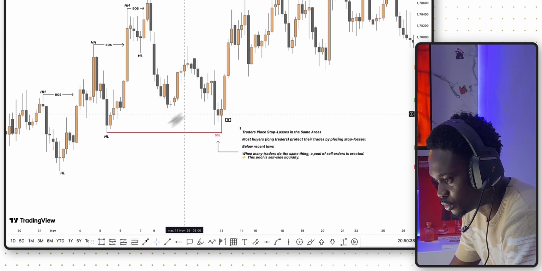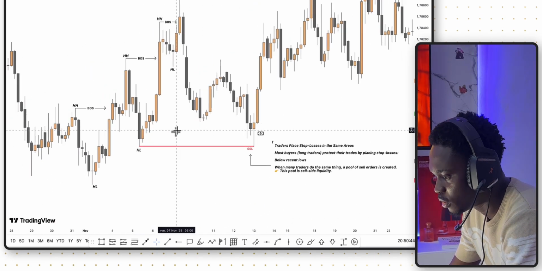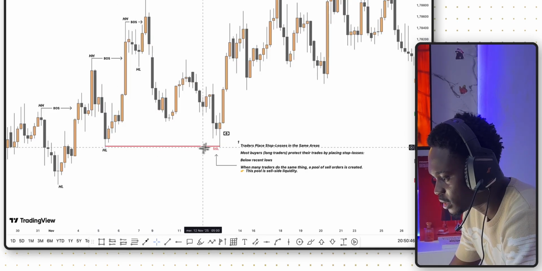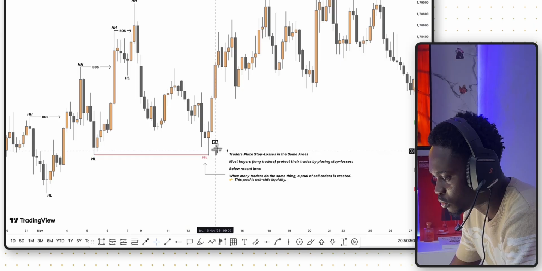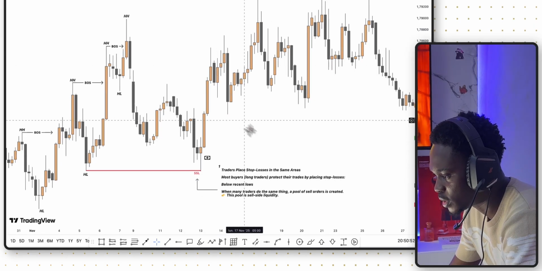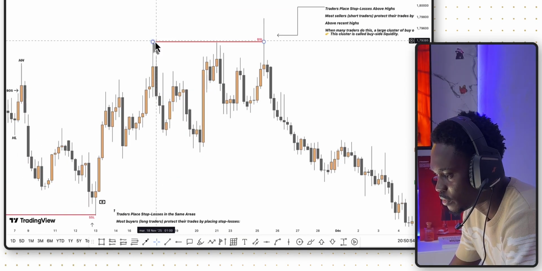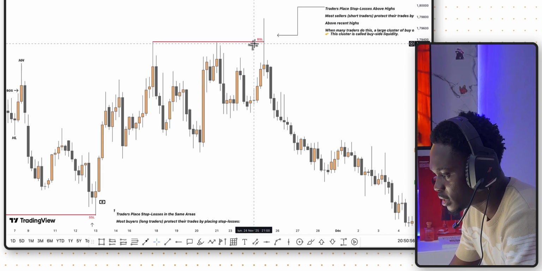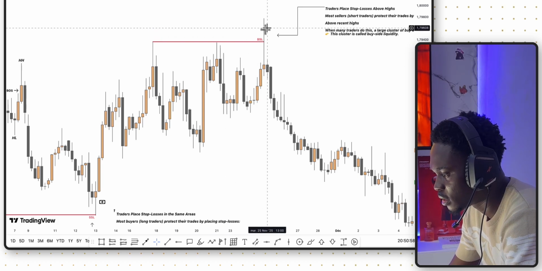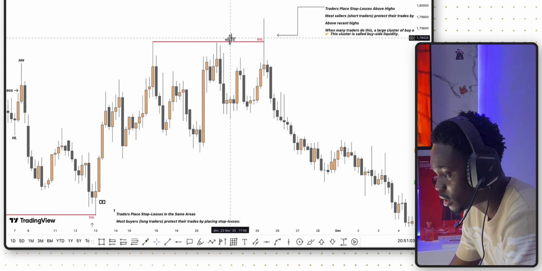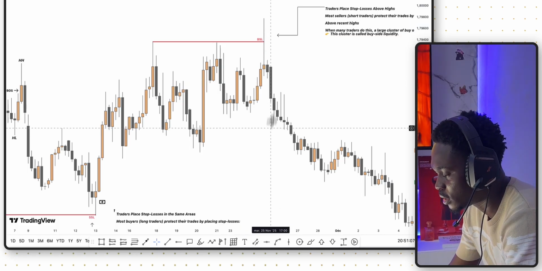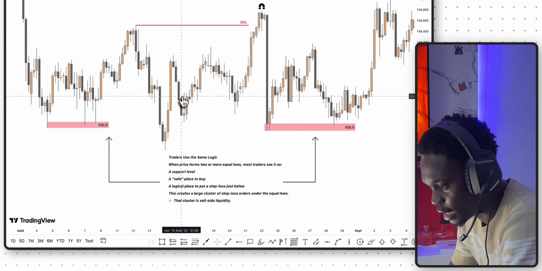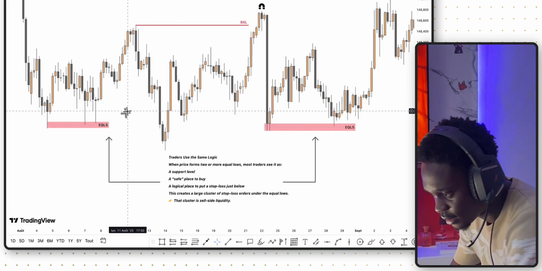Okay, let me show you a little more examples. We mark our sell side liquidity here. What does the market do? Reverse, sweep the sell side liquidity, and then push to the upside. Same thing here. We have a higher high. We mark buy side liquidity. The market reverses and sweeps the resting stop losses that are here and reverses again to the downside with a lot of volume. So let's move to equal highs and equal lows.